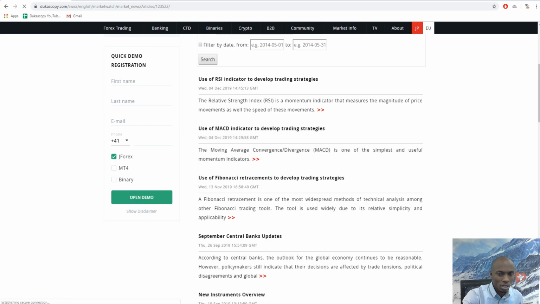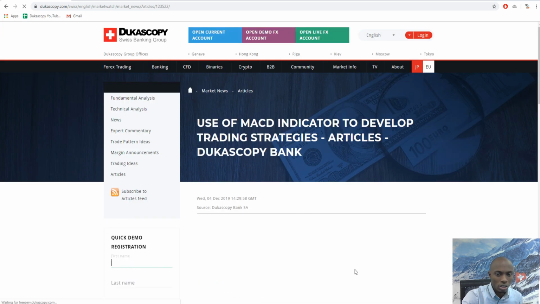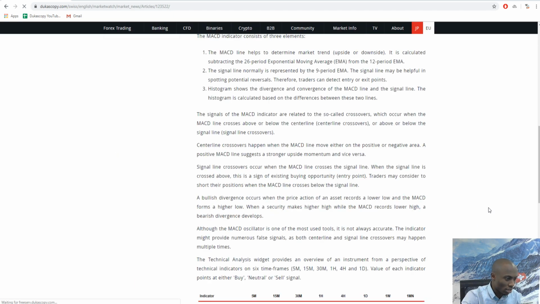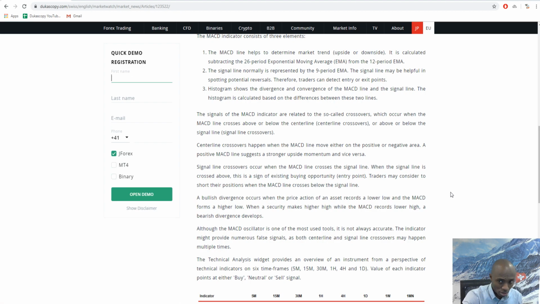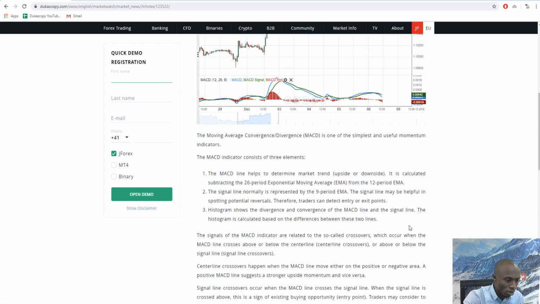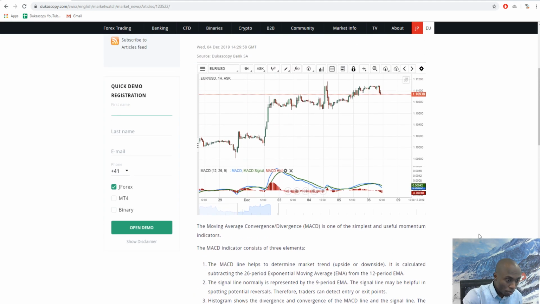But first, let's take a look at the use of MACD indicators. MACD indicators is kind of very simple. That is kind of a momentum indicator. One of those momentum indicators, because we have several momentum indicators. So this is one of them.